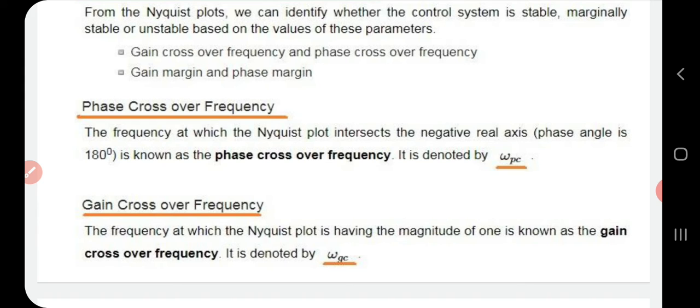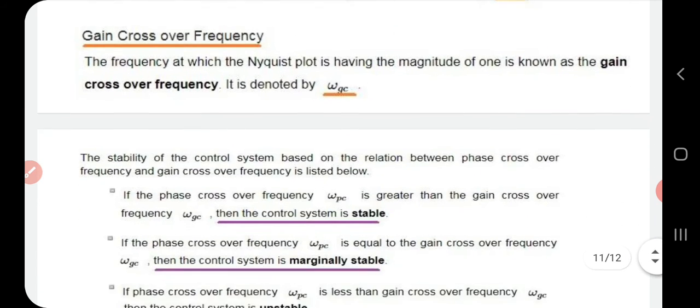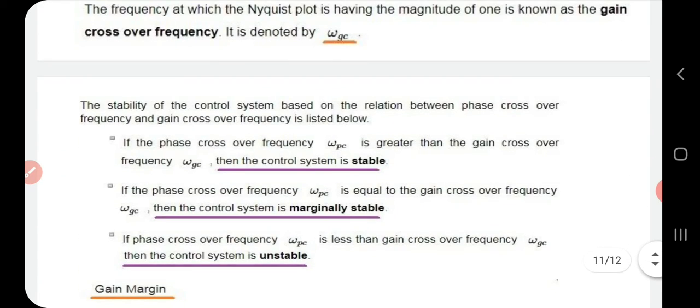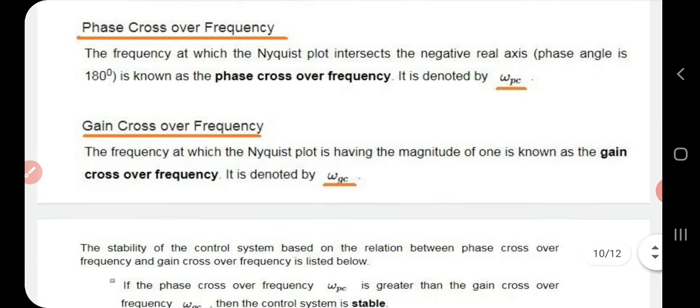Next one is gain crossover frequency. It is the frequency at which the Nyquist plot has a magnitude of 1. It is denoted by omega gc. Next is the stability of a control system based on the relation between phase crossover frequency and gain crossover frequency.